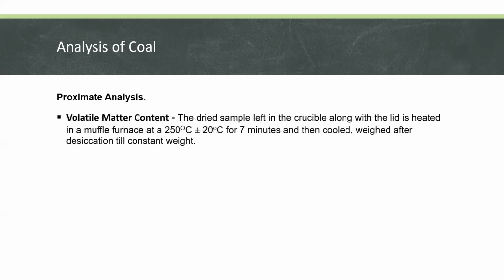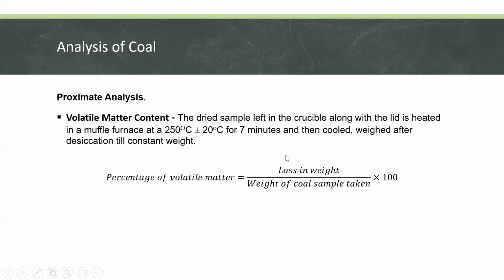The second one is the volatile matter content. In our scenario, the dried sample left in the previous treatment is left in the crucible along with the lid and heated in a muffle furnace at about 950 degrees Celsius for 7 minutes and then cooled. It waits after desiccation until a constant weight. Then, after the treatment, the loss in weight divided by the weight of coal sample taken times 100 is the percentage of the volatile matter content.